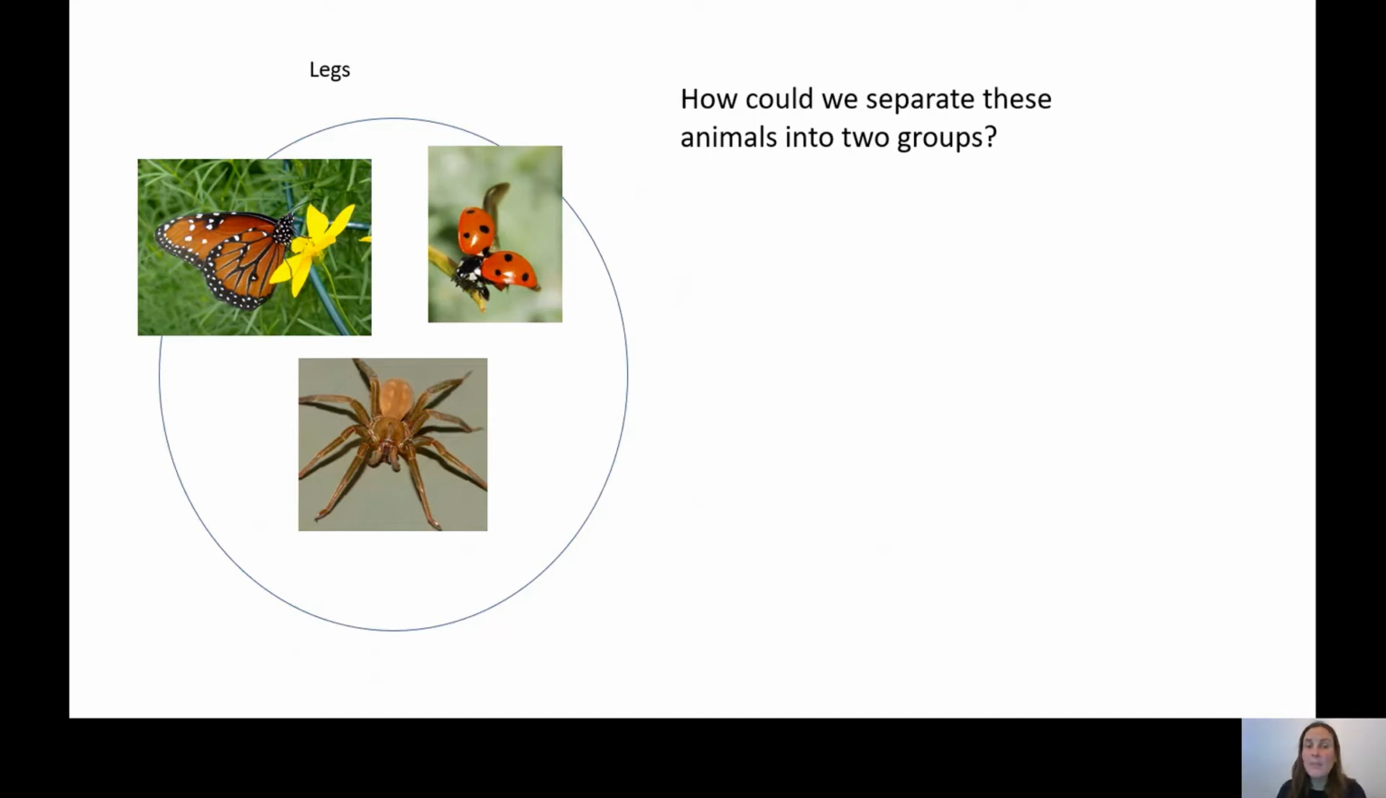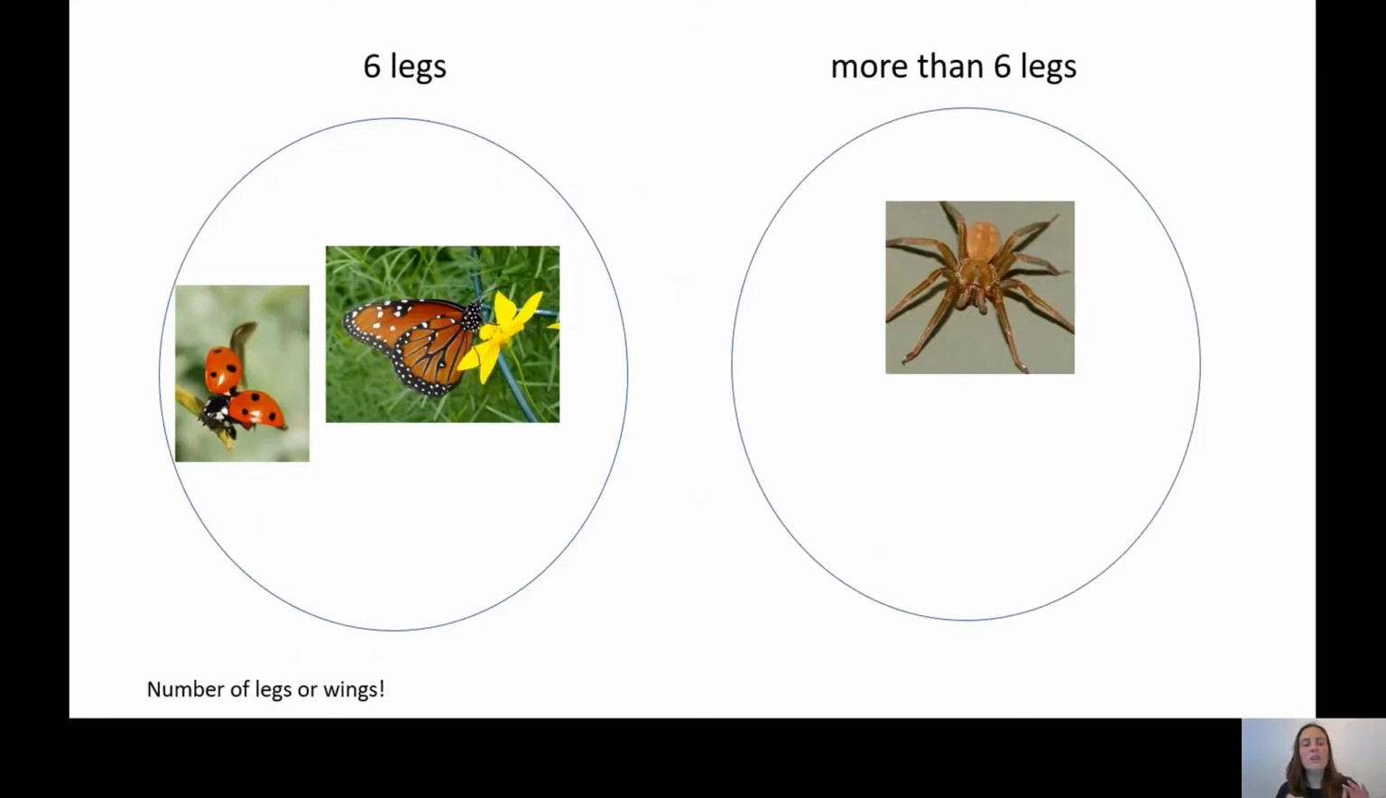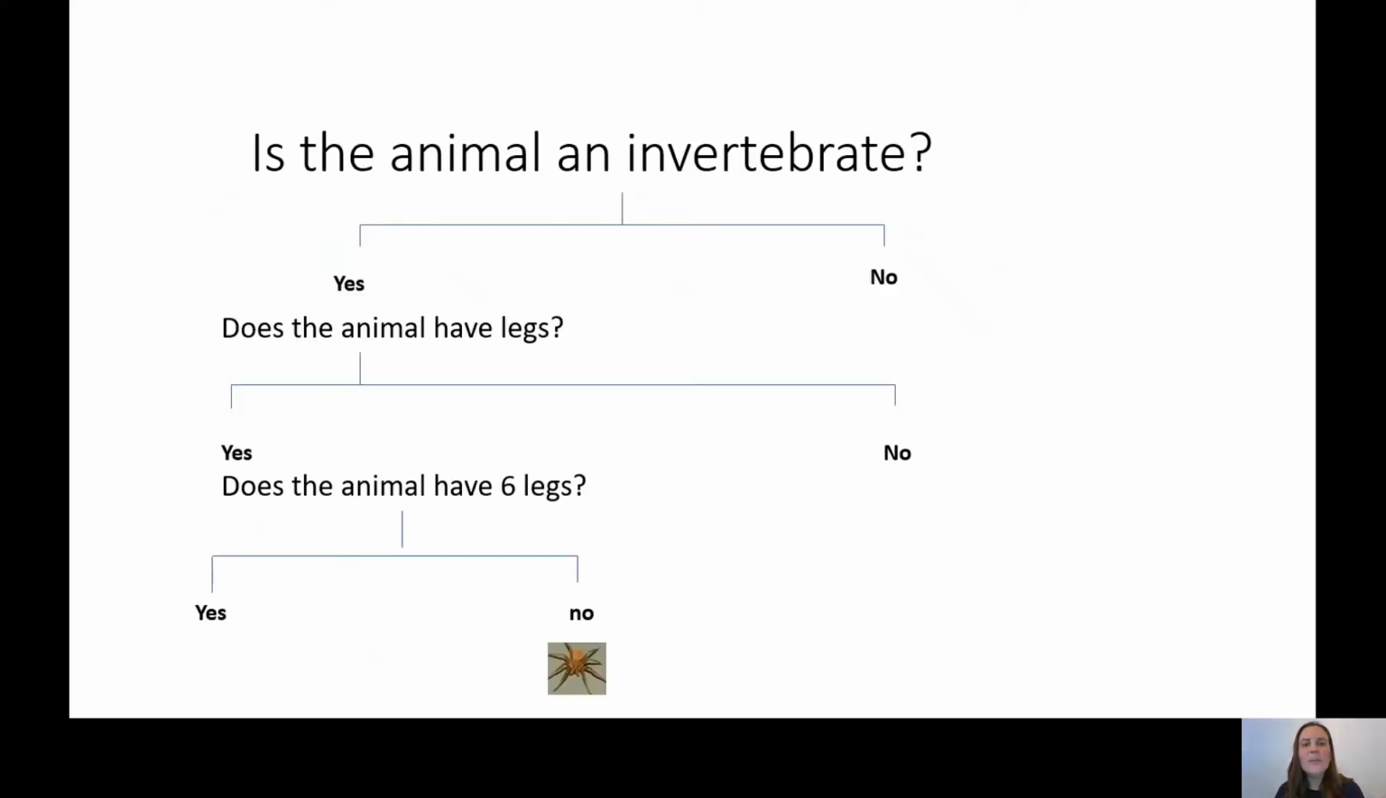We could also ask about body parts, because remember, my insects, my butterfly and my ladybird, have 3 body parts, whilst my spider only has 2 body parts. So I've decided to go with the question about legs. So I've got, does this animal have 6 legs or more than 6 legs? And on my tree, I've got the question, does the animal have 6 legs?